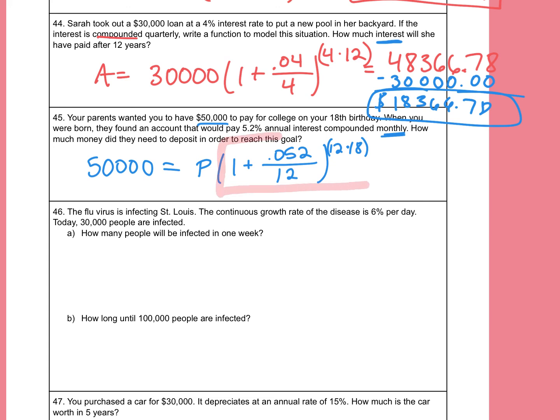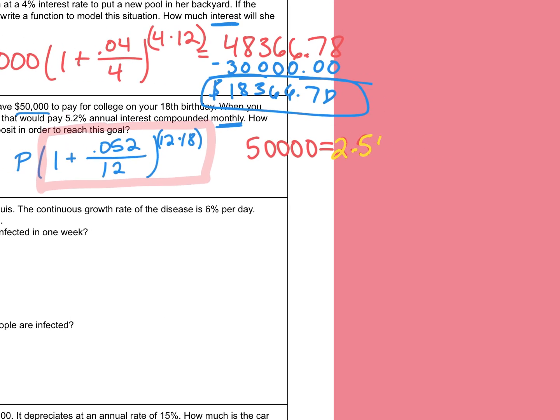So I could type this whole thing into my calculator and figure out what number that is. So I'll do parenthesis 1 plus 0.052 divided by 12, close parentheses, caret, parenthesis 12 times 18, and I get around 2.5446. So this is 50,000 equals P times 2.5446. I need to use a different color because that's hard to see. 2.5446P. Okay, so then I just need to divide this over.